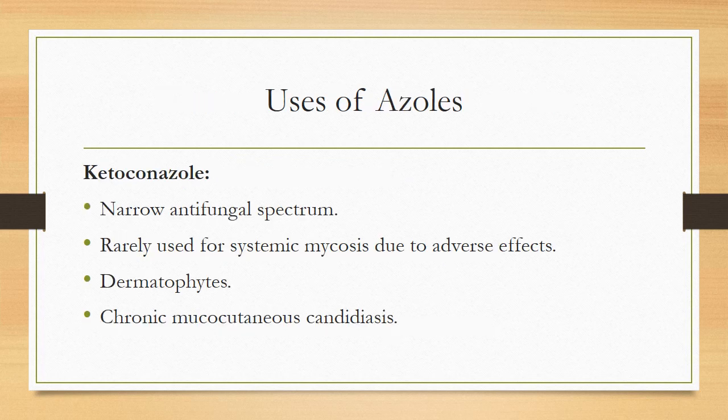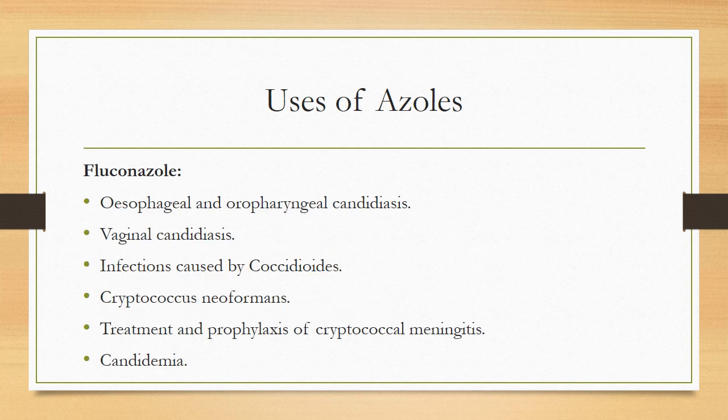Uses of azoles. The uses of ketoconazole: narrow antifungal spectrum, rarely used for systemic mycosis due to adverse effects; used for dermatophytes and chronic mucocutaneous candidiasis. Fluconazole is used in esophageal and oropharyngeal candidiasis, vaginal candidiasis, infection caused by Coccidioides and Cryptococcus neoformans, treatment and prophylaxis of cryptococcal meningitis, and candidemia.